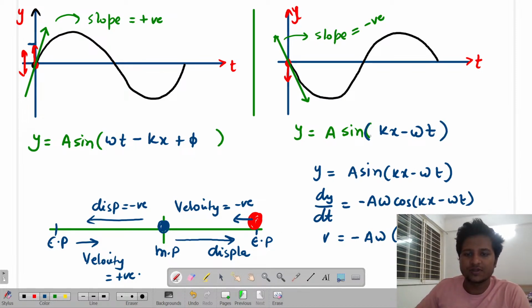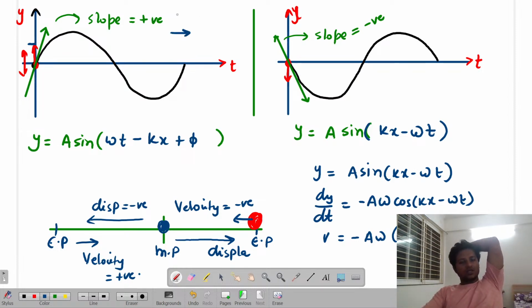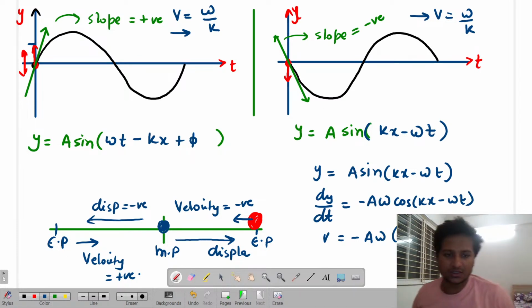Got it? Which graph is this? Kx minus omega t. Is that clear or not? See, both of these have one thing in common: they are representing the same velocity of the wave, which is omega by k. The velocity of the wave is the same in both cases. But both show different kinds of nature. One is following a negative slope, while the other is following a positive slope. Is that clear or not?